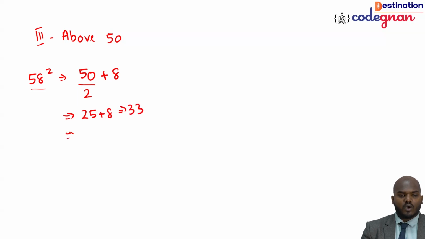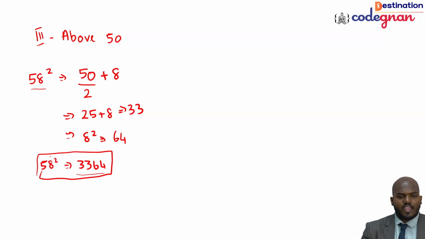And the third step is 8 squared. 8 squared is 64. The answer is 3364. So this is the value of 58 squared. If you want, you can try another one as well.